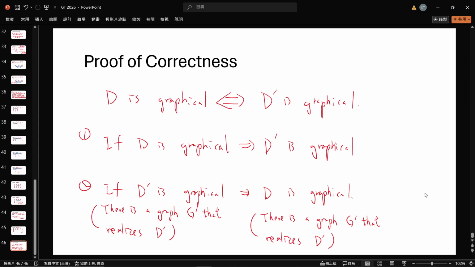And similarly for D. So let me first ask you a simple question. Now we have two graphs, G prime and G. Which graph is larger in terms of the number of edges? One graph can satisfy D prime, and the other can satisfy D. Which graph is larger, meaning which has more edges?